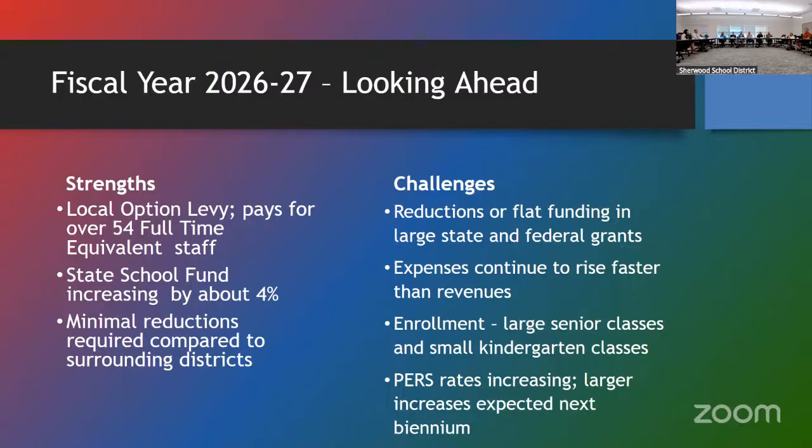Some challenges: we'll actually look at some grant amounts that I think will make clear what that looks like. Flat funding in a grant is a reduction because costs go up and the revenue stays the same. That means we can do less with the grant. We also talked quite a bit about enrollment and PERS rates in our meeting in April, and those are both challenges. The PERS rate is the unknown challenge, and we'll see what that looks like, and I'll keep the board apprised of that as we go forward.